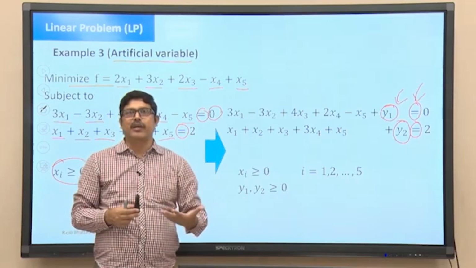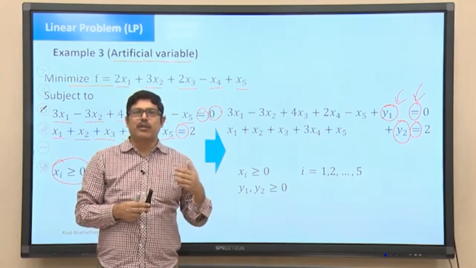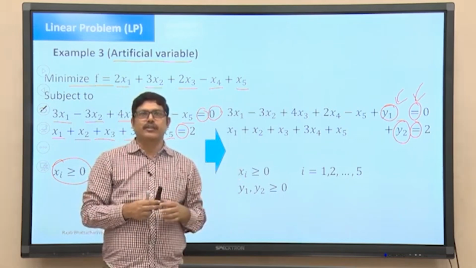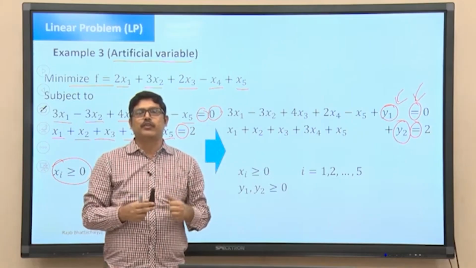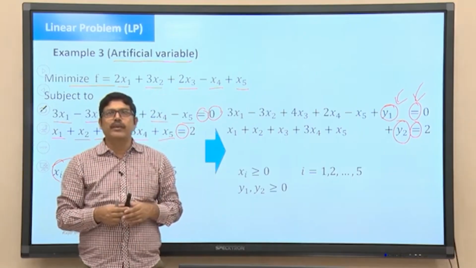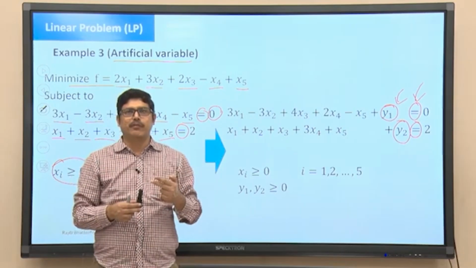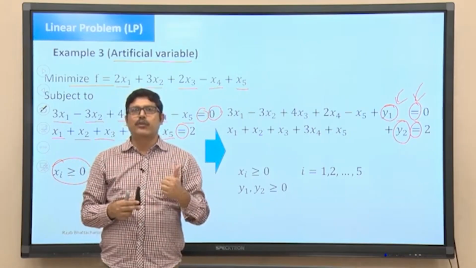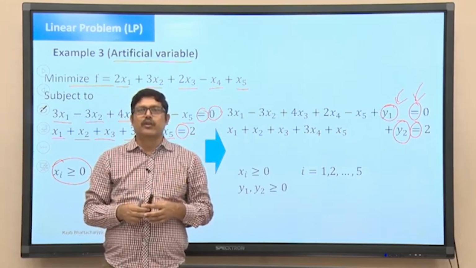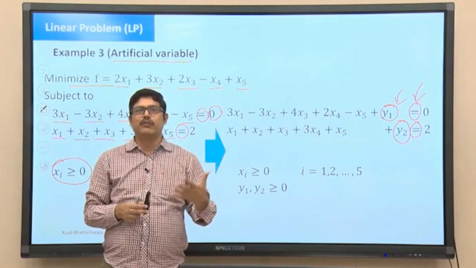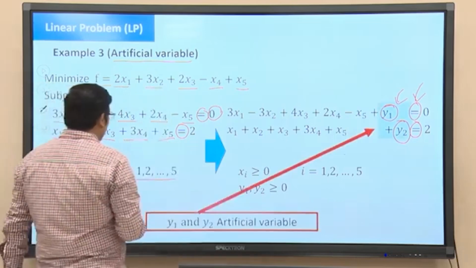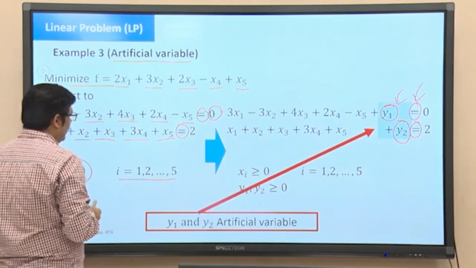Initially it has to be eliminated, because I do not want these two variables y1 and y2, as they have disturbed the equality conditions. So, you have to eliminate them, and y1 and y2 are known as artificial variables. What we are doing here is just putting two artificial variables, y1 in the first equation and y2 in the second equation, just to have an initial basic feasible solution. The idea is that you eliminate y1 and y2 as early as possible from this equation.